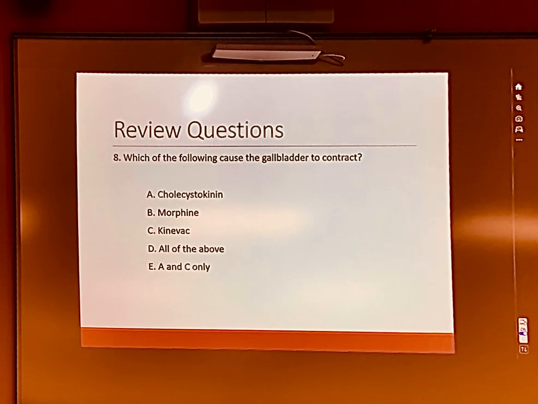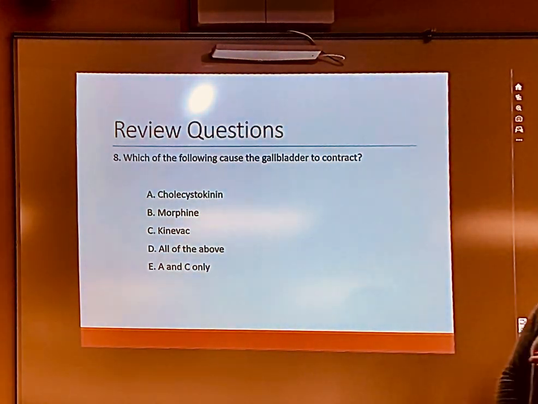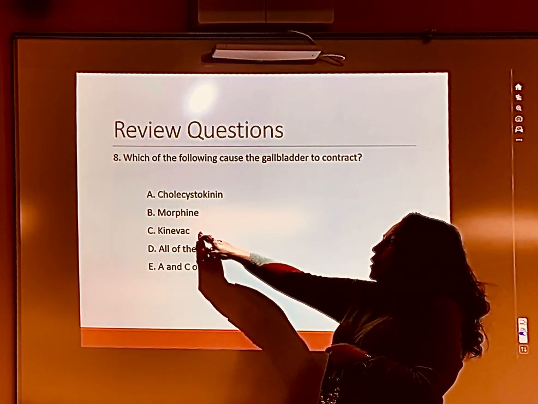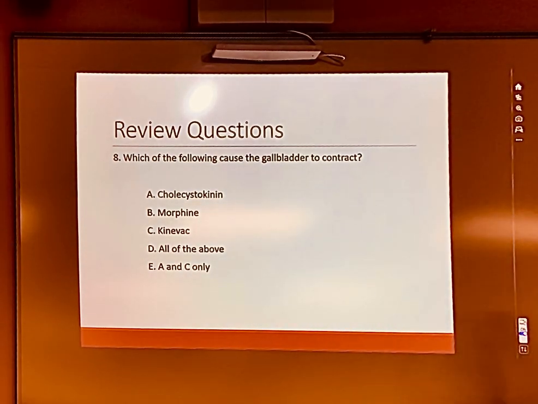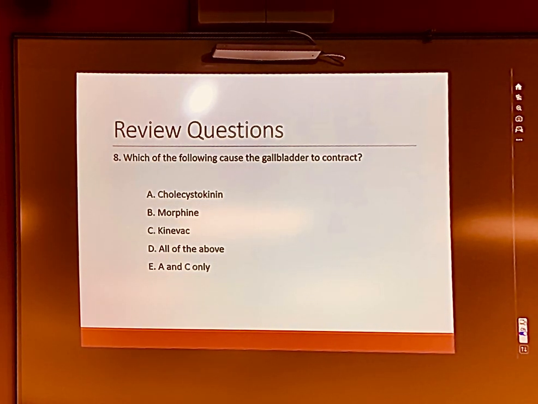Which of the following will cause the gallbladder to contract? A and B and C. These two things are post, right? Morphine is pre, right? You give morphine to try to rule out acute versus chronic cholecystitis, right? To release the sphincter and get it to go back up there.